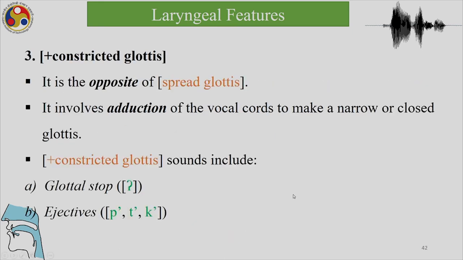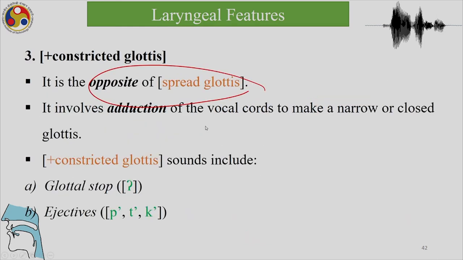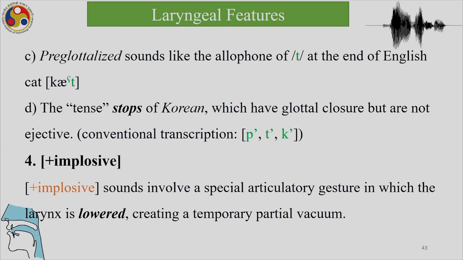Plus constricted glottis is the opposite of spread glottis. It involves adduction of the vocal cords to make a narrow or closed glottis. Plus constricted glottis sounds include the glottal stop and ejectives, which we have seen in the lectures on articulatory phonetics and diversity in the world's languages. Also preglottalized sounds, like the allophone of T at the end of English "cat", and the tense stops of Korean, which have glottal closure but are not ejectives. So these are preglottalized or tense stops.